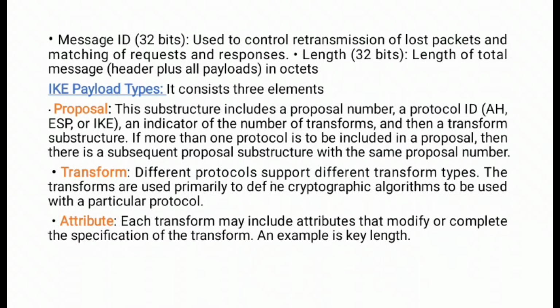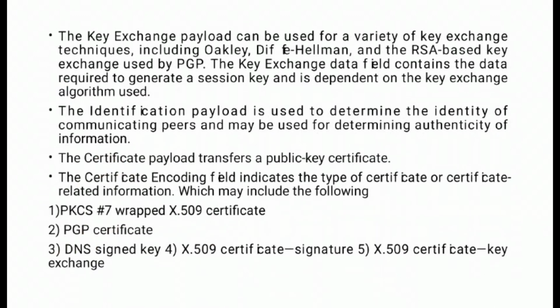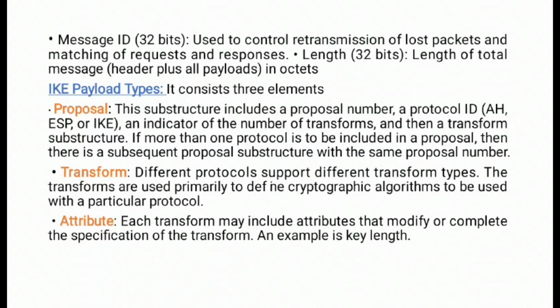And here the IKE payload contains three elements, and the first one is the proposal, transform, and attribute. In the first one, the structure includes the proposal's number and protocol ID, and indicates the number of transformations done to the protocol, including the sequence number. The second one is used for different protocols to separate different transform types, and this lists all the algorithms used for particular protocols. And the third one is an attribute. Each transformation may include attributes that modify or complete the specification of the transformation, for example the key.